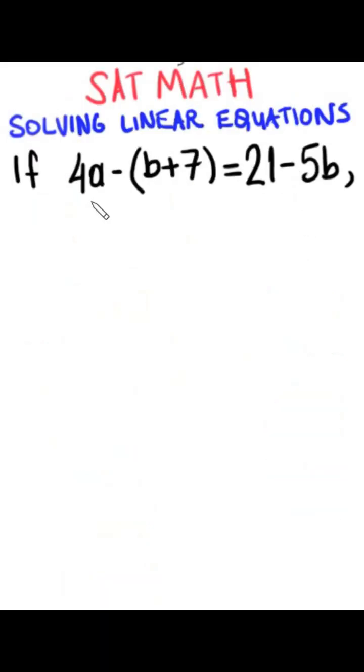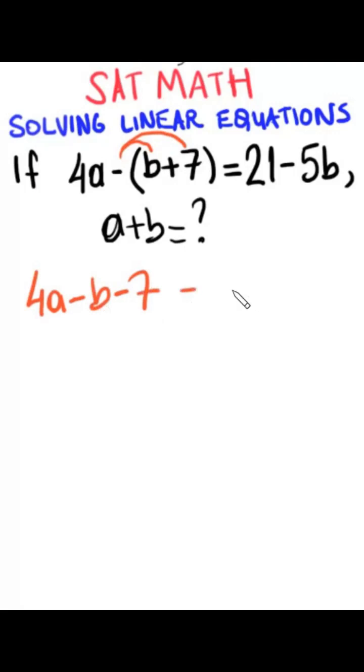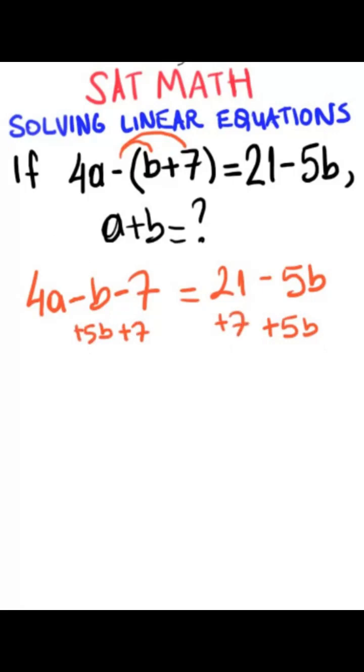If 4a minus (b plus 7) is equal to 21 minus 5b, let's find the value of a plus b. So the first thing we are going to do is distribute this negative sign and remove the parentheses. So we are going to get 4a minus b minus 7 is equal to 21 minus 5b. And then the next step is we add 5b to both sides, and then we add 7 to both sides. So what we are going to get here is 4a.